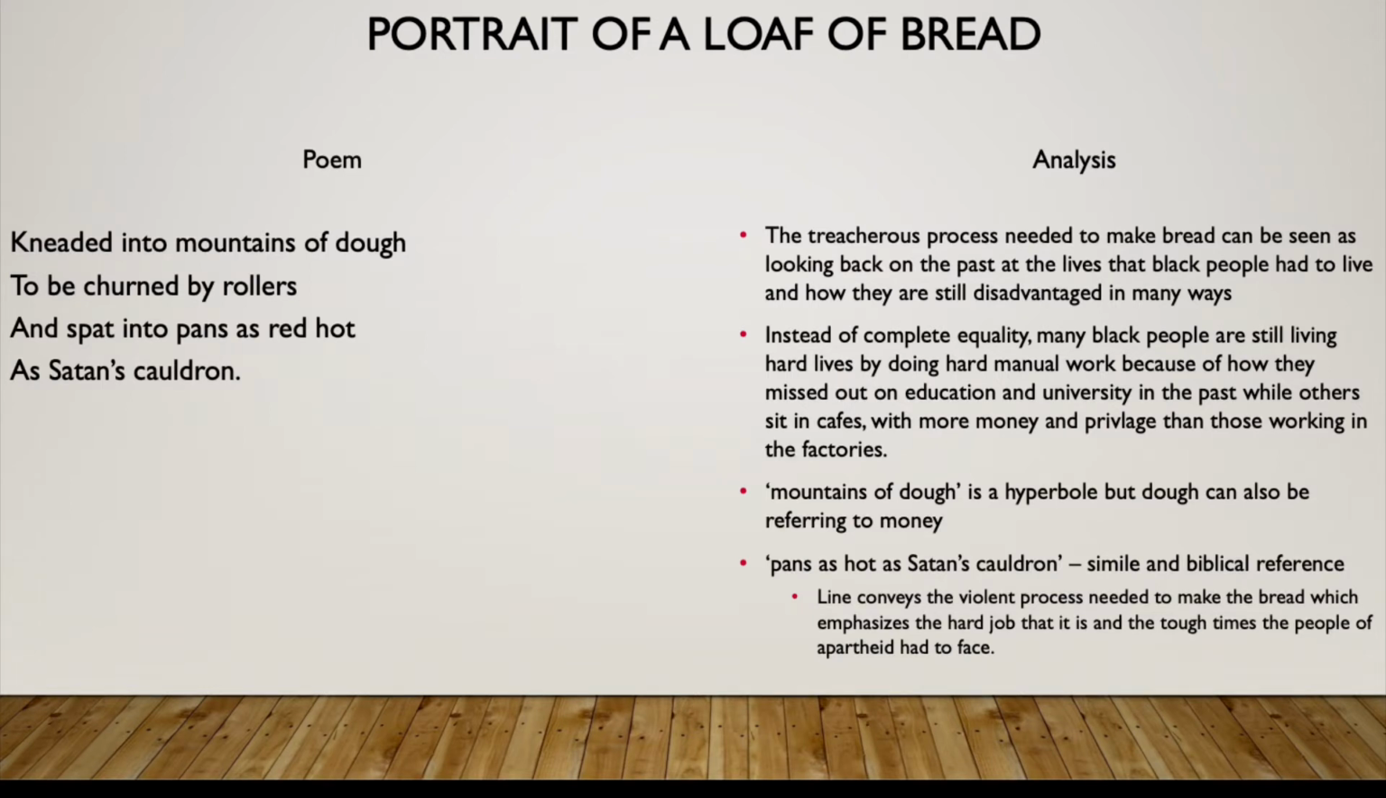So where it says mountains of dough, this is a hyperbole, and we should also know that dough can be referring to money, because the speaker is talking about the people that are sitting in the cafes with more money and more privilege than those working in the factories. Where it says pans as hot as Satan's cauldron, this is a simile and it's a biblical reference. So this line conveys the violent process needed to make the bread, which emphasizes the hard job that it is and the tough times the people of apartheid had to face, and still face today.